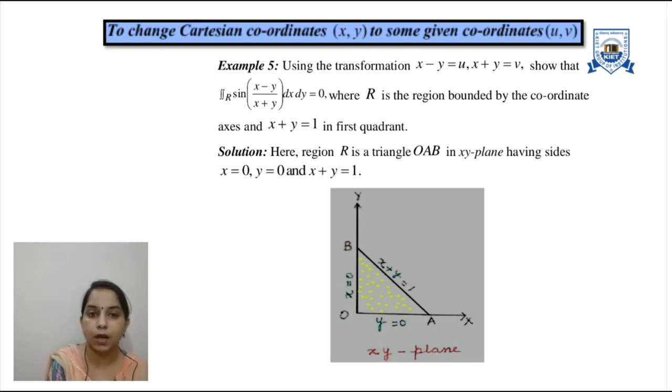And what is the region R? Region R is the region bounded by the coordinate axes, that means the x-axis, the y-axis, and the line x plus y equals 1 in the first quadrant. So the x-axis gives us y equals 0, the y-axis gives us x equals 0, and x plus y equals 1 is the line AB as shown in the figure. So the dotted region shows the region of integration, that is a right angle triangle in the xy plane.